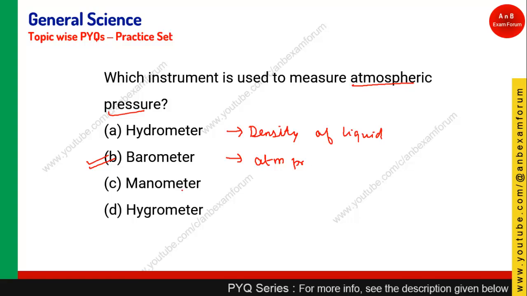Okay, so these two, let's see. Manometer is used to measure the pressure of gas, whereas hygrometer is used to measure the atmospheric humidity. Okay, so atmospheric pressure is measured by barometer. Okay, so B is the right answer.